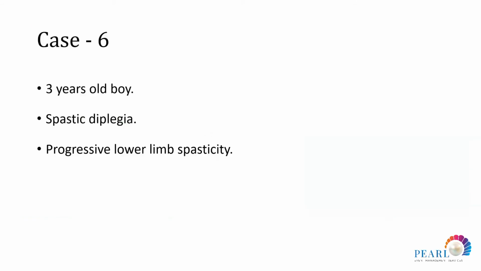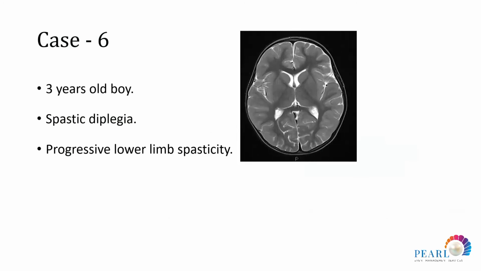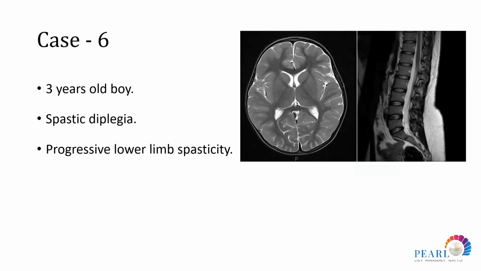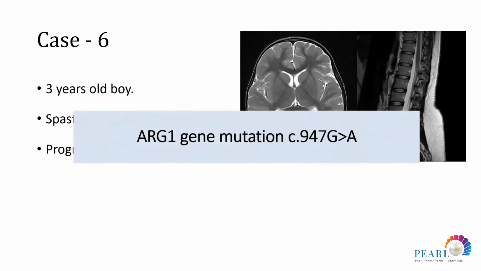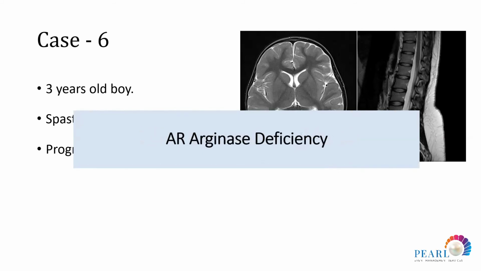Another case, I just saw him last year, a 3-year-old boy. He was diagnosed to have spastic diplegia. He was having progressive lower limb spasticity. When we took history from the family, there are another 2 kids who were affected. His MRI brain was normal, MRI spine was normal. We thought that we were initially dealing with hereditary spastic paraplegia. But when we did urine and serum amino acids, his arginine was extremely high, and he was found to have an ARG1 gene mutation, which is diagnostic of arginase deficiency. And now there's a novel treatment for that. Again, this is a treatable condition. So the phenotype usually in this part of the world is typical of hereditary spastic paraplegia.